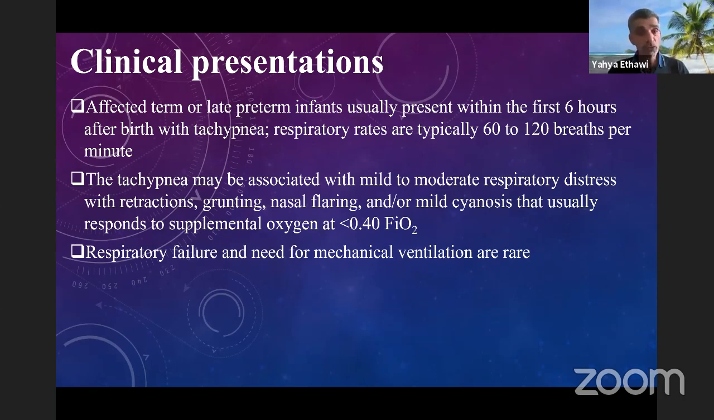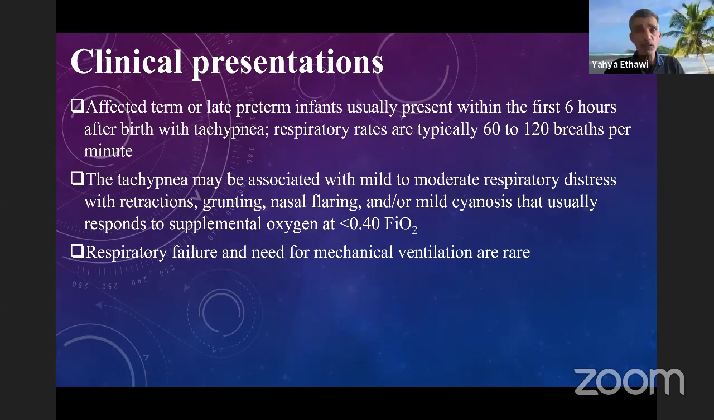So there is retraction, grunting, nasal flaring, and sometimes there is mild cyanosis, especially if you are not observing saturation. Now, cyanosis should not occur if you are observing the oxygen saturation and you're providing the child with oxygen.